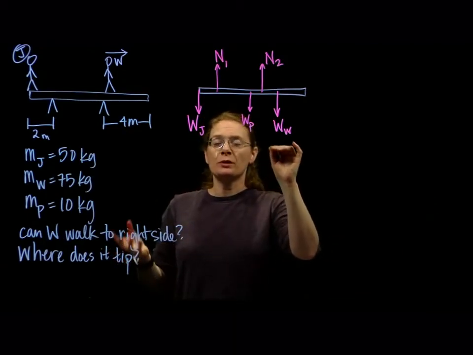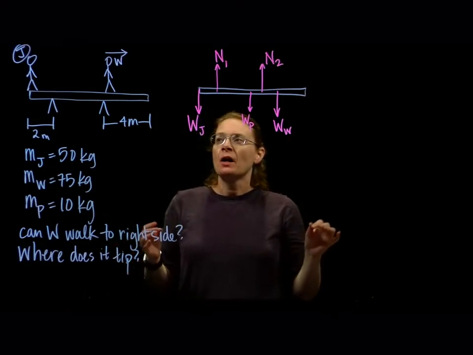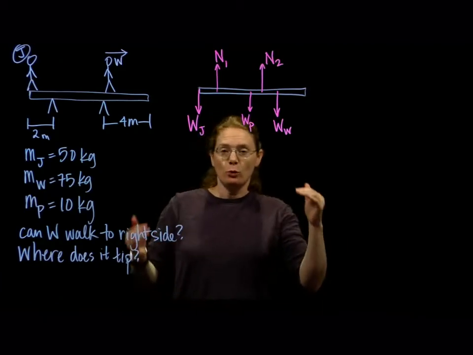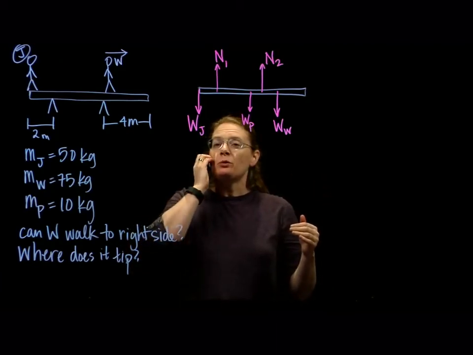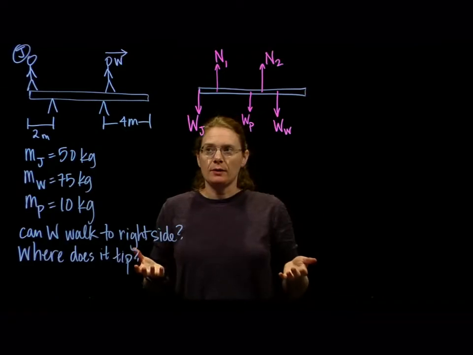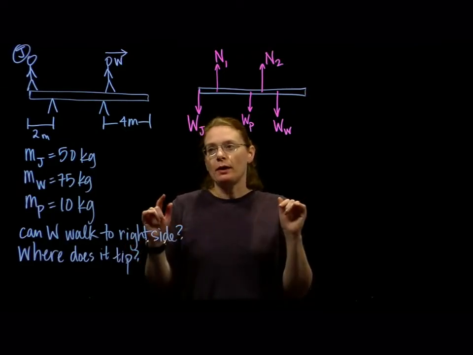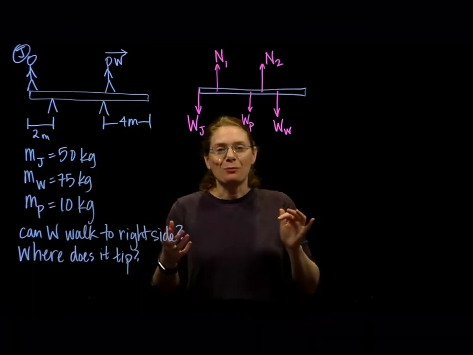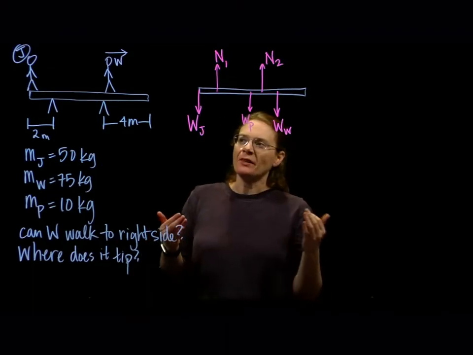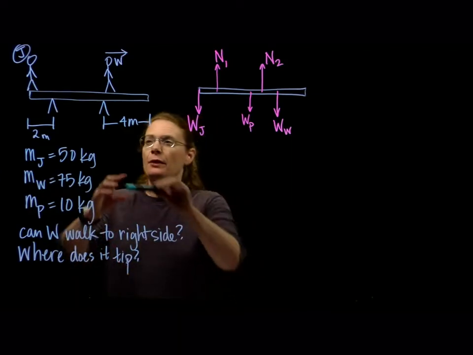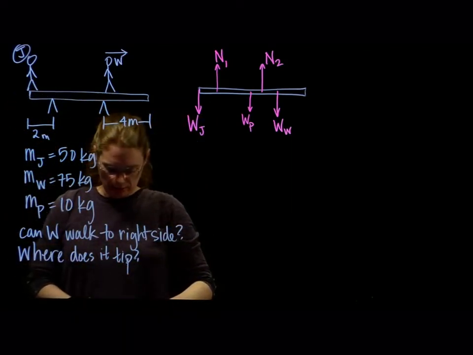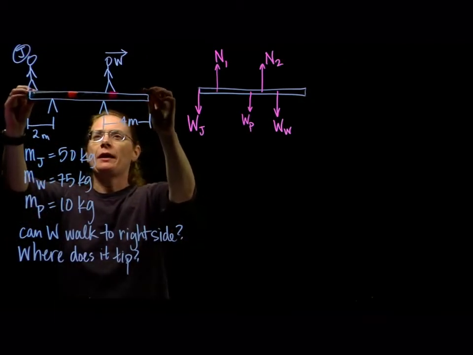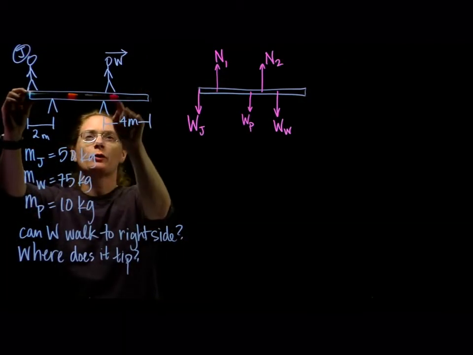So there's lots of different ways to choose a pivot point. Oftentimes, there's a physically realistic point where this thing would rotate. If you don't have one that's physically realistic, then what I tend to do is pick a pivot point that gets rid of the most number of unknowns. Now here, if we have the big plank, here's my plank, and we have a support force here, support force here.